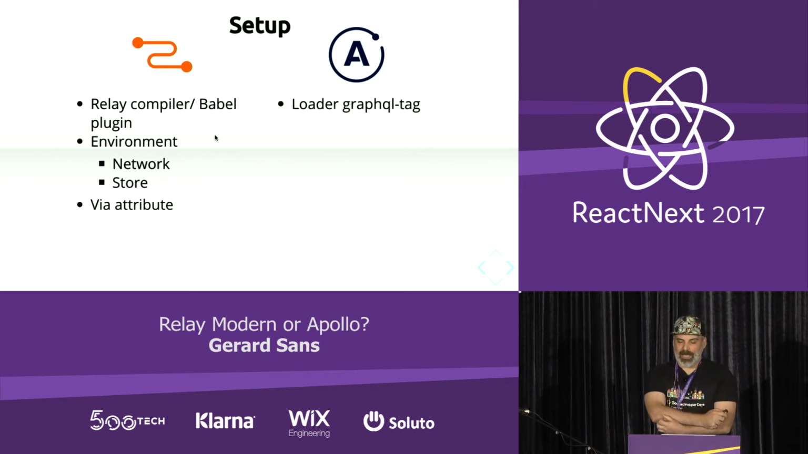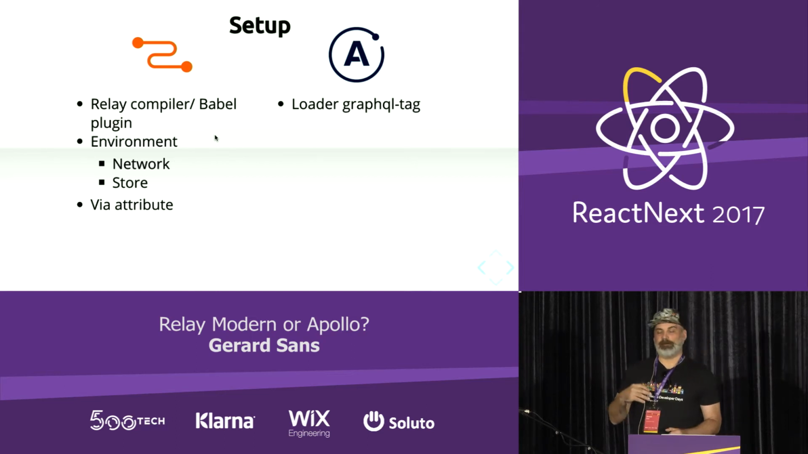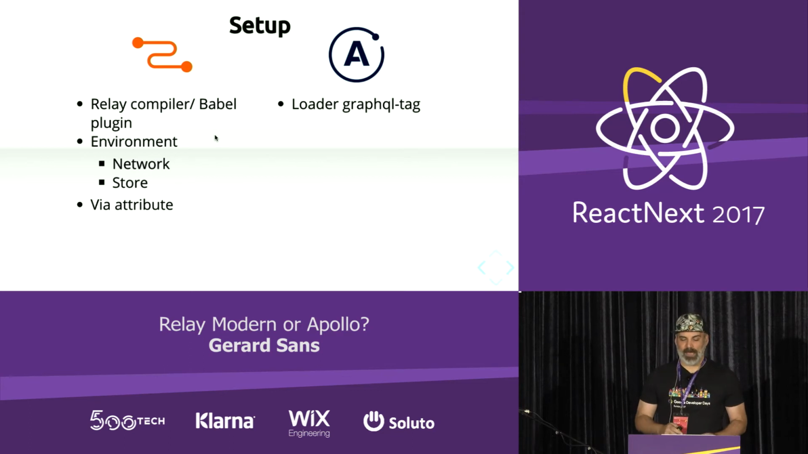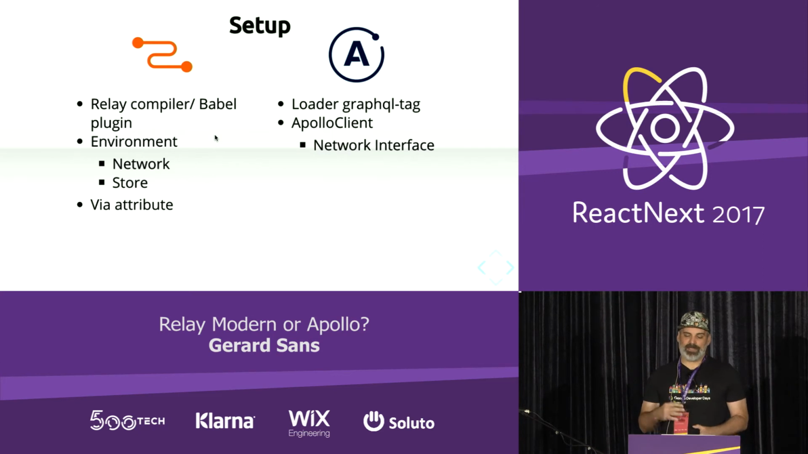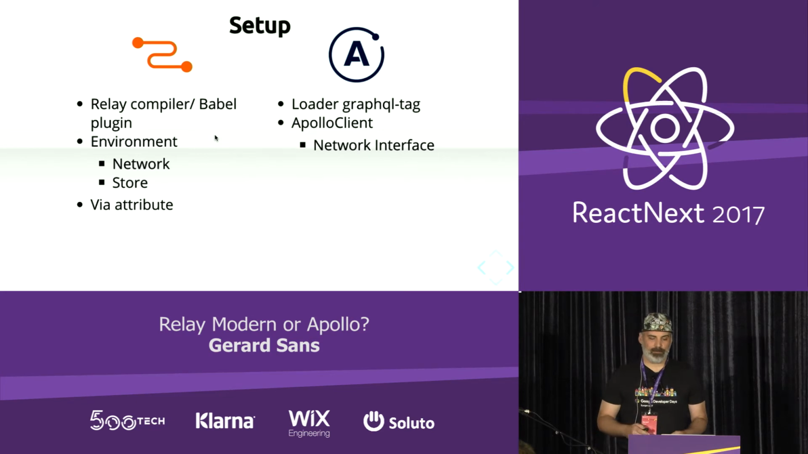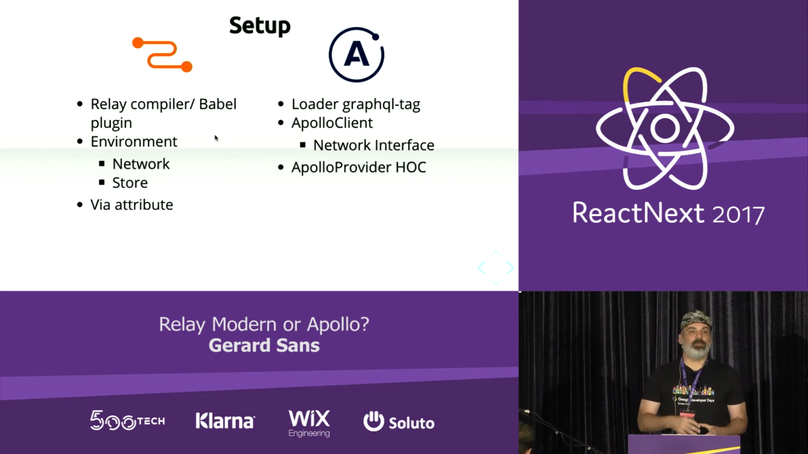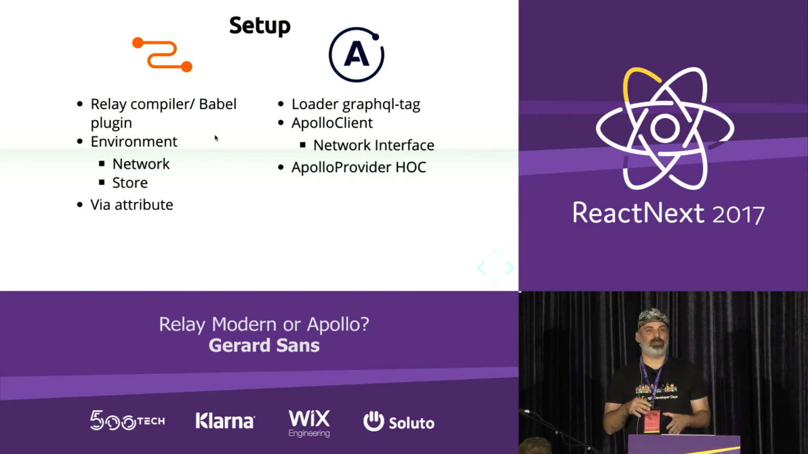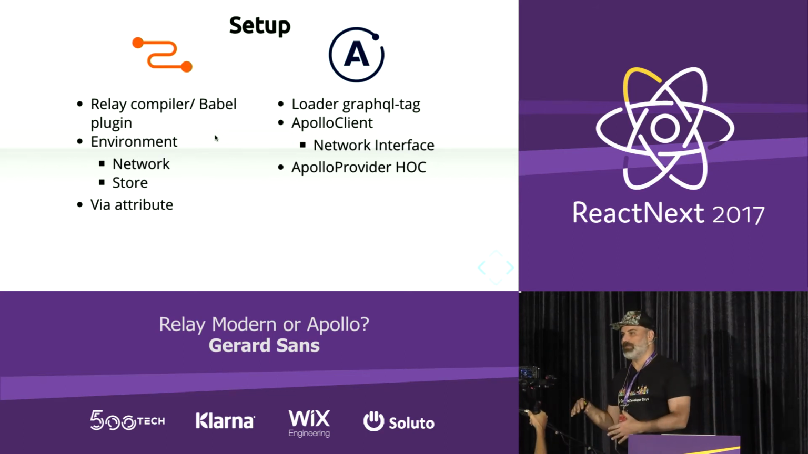For Apollo Client, we use a different approach just to achieve similar goals. What we have is a Webpack loader, which is part of the GraphQL tag project, and we can use that to compile our queries. Then on the setup, we use this Apollo Client object with a network interface and an Apollo provider high-order component to run our queries. As you can see, we don't have any store because the store is just using the Redux store that we all know.